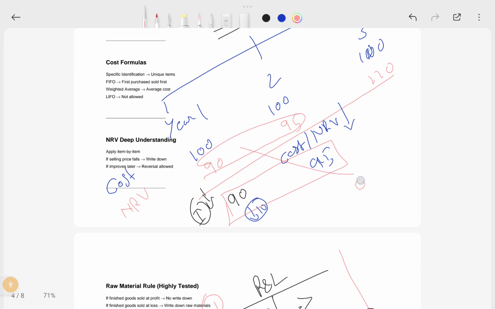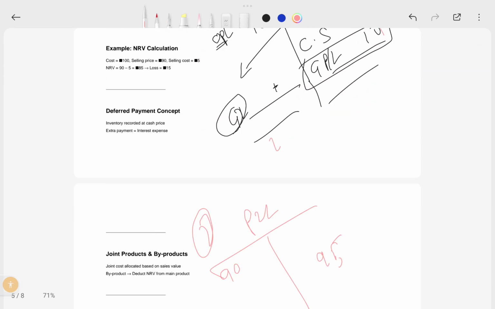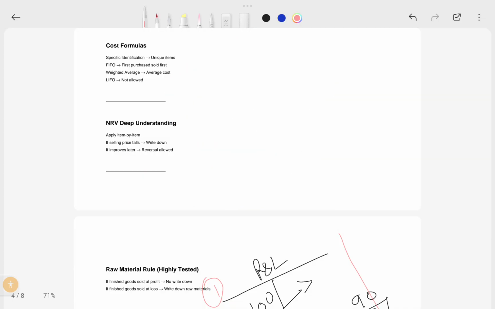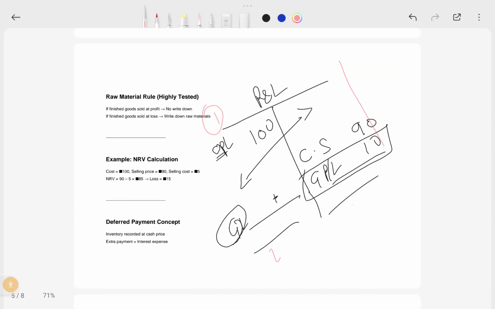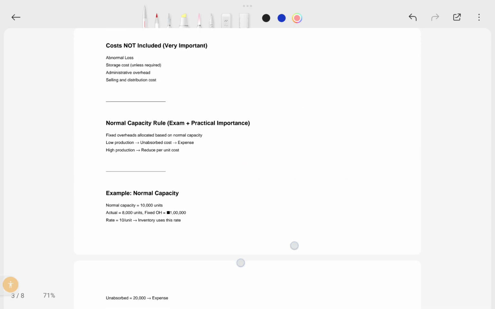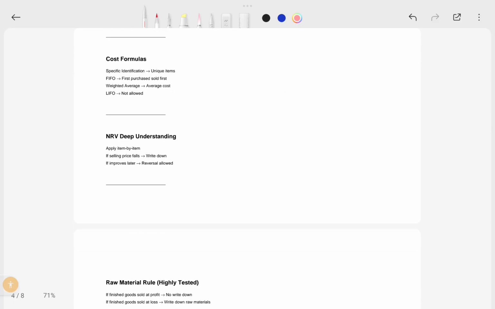This is the other income in your P&L account, which means your consumption has reduced, right? So now you need to reduce your consumption. I hope you understand this too. Now you understand NRV also.